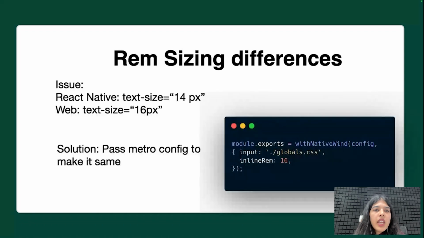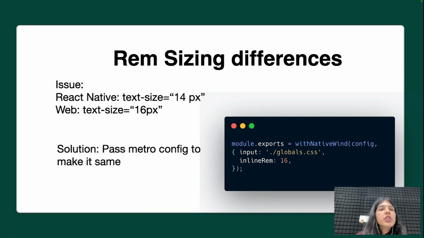Then I also found one more difference, that is rem sizing differences. On React Native, the text size is 14px by default, but on web, the text size is 16px. One rem is equal to 14px on React Native, but on web, it is 16px. Nativewind does that by default, so it matches the React Native one on native devices, and on web it maintains the web specific version.